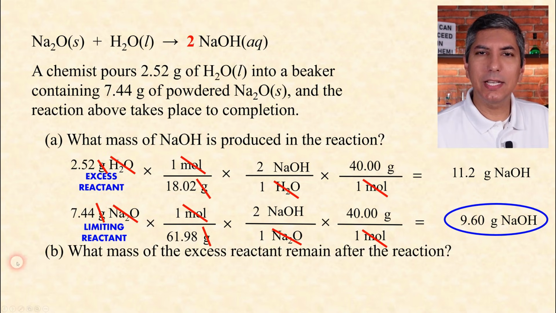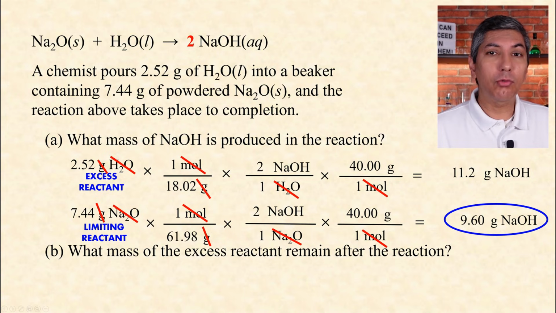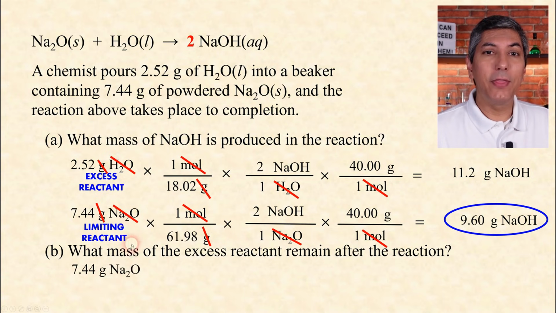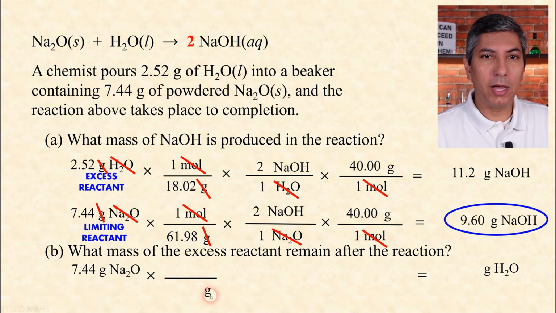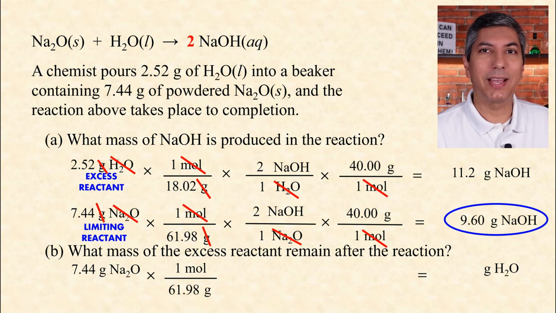How about this question? What mass of the excess reactant remains after the reaction? Well, we know that we actually use 7.44 grams of sodium oxide, since that was the limiting reactant. It was used up. We're trying to find how many grams of water we're going to use. So we go through the same three-step process. Step 1 is convert to moles. So grams on bottom, 1 mole on top. And there are 61.98 grams in 1 mole of sodium oxide.